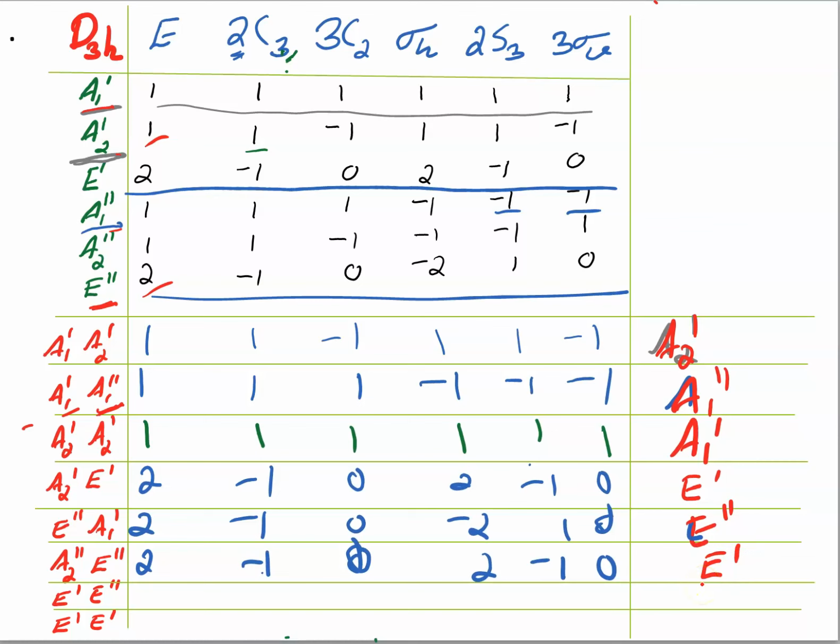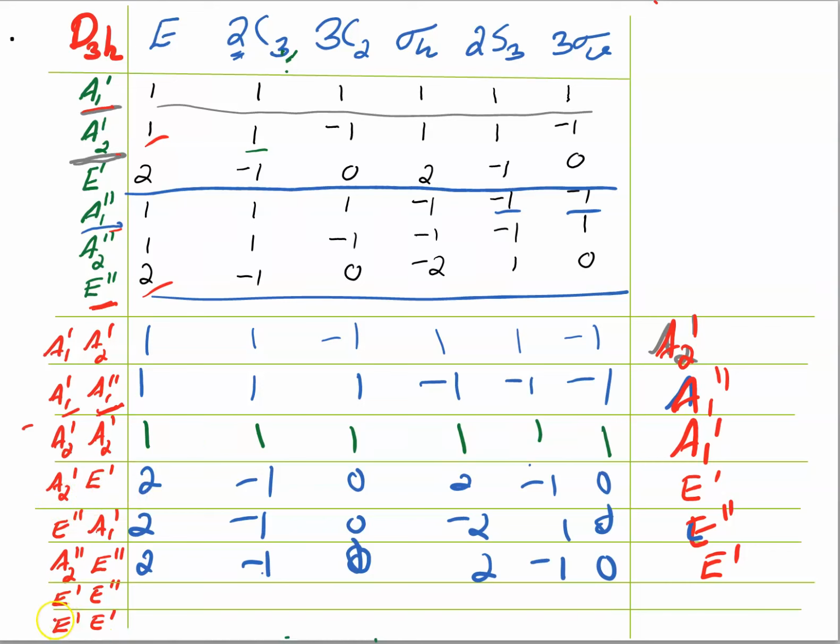Next, multiplying two-dimensional representations. In all this, we are multiplying two one-dimensional representations here. These are also two one-dimensional representations. These are also one dimension. This is one dimension with two dimension, two dimension with one dimension, one dimension with two dimension.